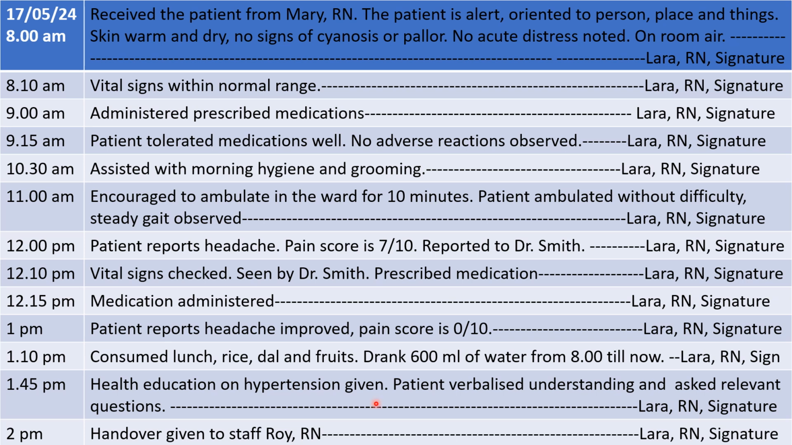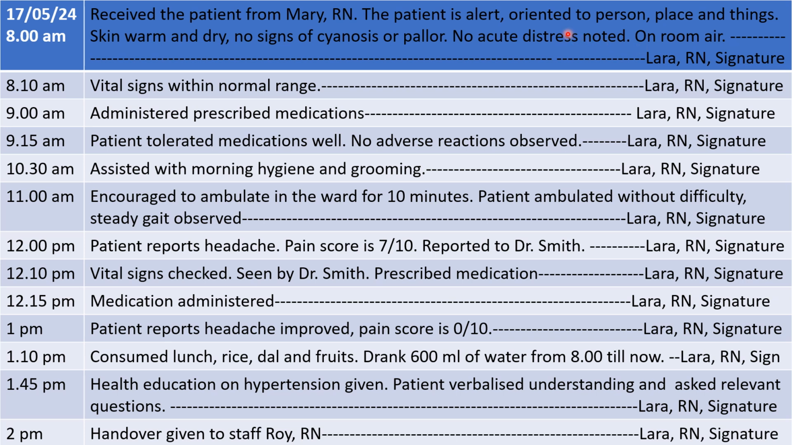So this is a sample nurse's note. First you will be putting the date, then time and what is to be documented. The nurse took the charge at 8 a.m., so we will be writing "received the patient from Mary RN. The patient is alert, oriented to person, place and things, skin warm and dry, no sign of cyanosis or pallor, no acute distress noted, on room air." So whatever was observed for the patient at the time of receiving, the nurse will be writing.